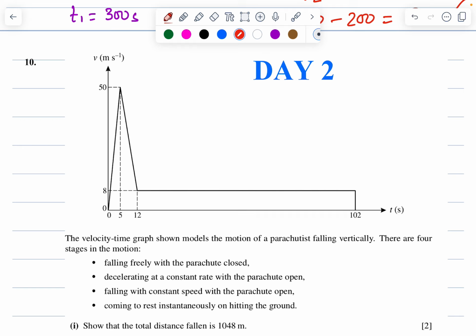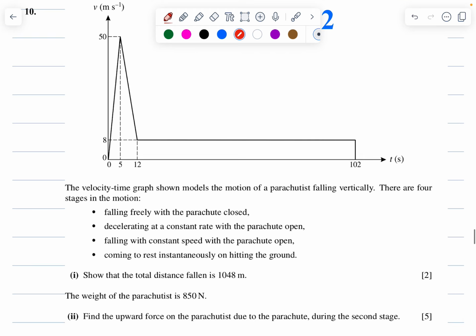The velocity time graph shows the model of the motion of a parachute falling vertically. There are 4 stages: falling freely with the parachute closed, the decelerating part, falling with constant speed, and coming to rest on the ground.